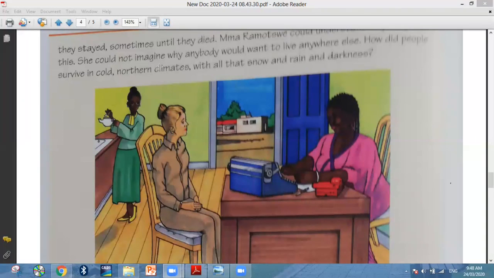Yes, Lean. Continue. It seems like this woman wearing pink is a detective. Yes. And the other woman came to her to ask her for something. Yes, we call it client. Okay. And what about this one standing? She's making tea. Yes, maybe her assistant, the detective's assistant. Yes, that's right.